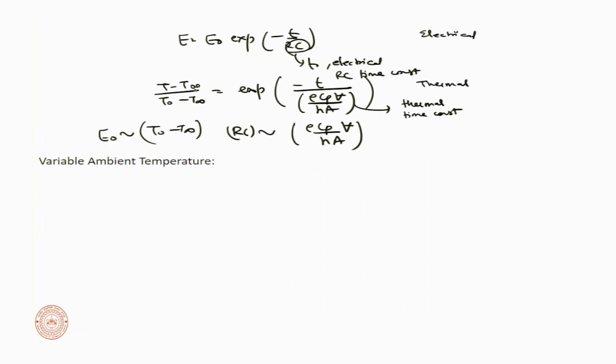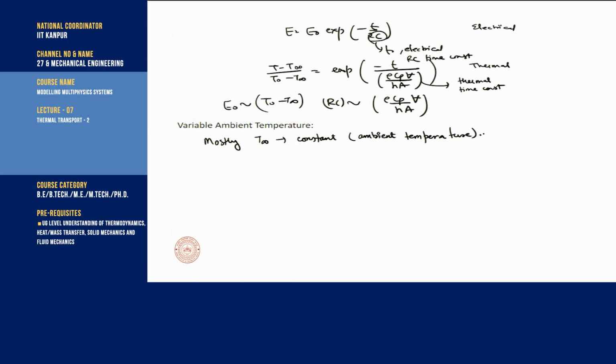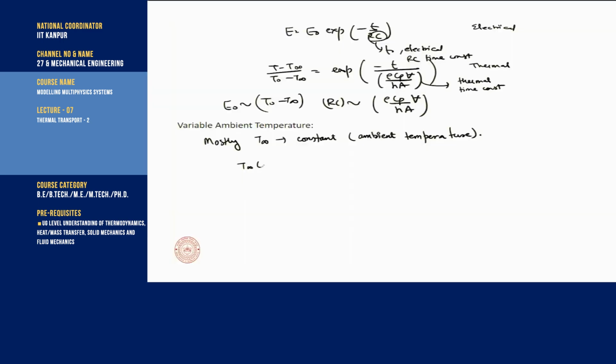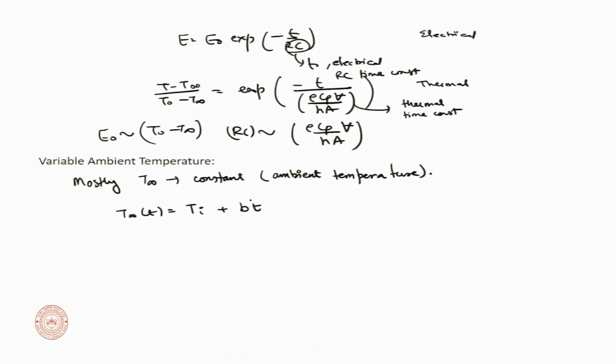Okay. Now, we are always assuming that this T infinity is a constant, right. So mostly this T infinity term is a constant, and that is our ambient temperature. That is a well enough approximation. However, T infinity may not be a constant, and it can have some variability. Say that it is in a water bath and the water's temperature is rising. In that case, we can say that T infinity as a function of time equals Ti, some initial temperature, plus B into t. B is a constant, t is the time.